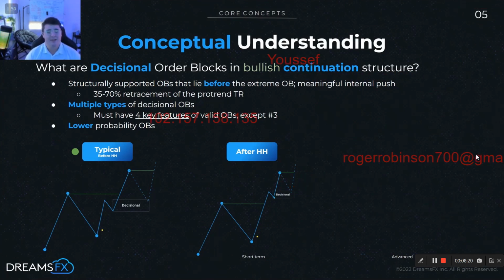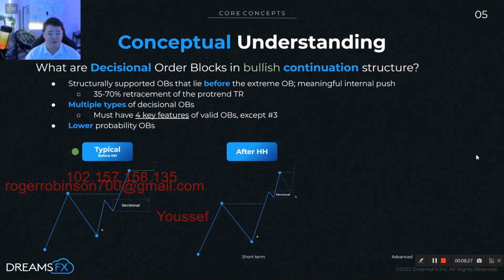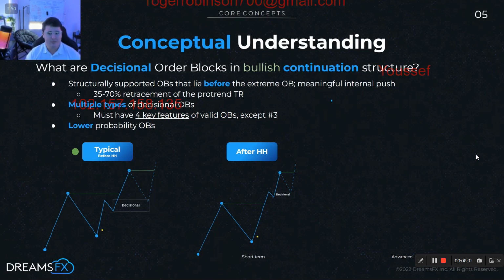Something about this is that more likely than not, this could end up being a very long-term move, especially if we're going to the moon, right? But what this could also end up being is a short-term reaction, a short-term move for price to come back down to the extreme and then to go higher. A little bit more sophisticated. We'll go through it later on.